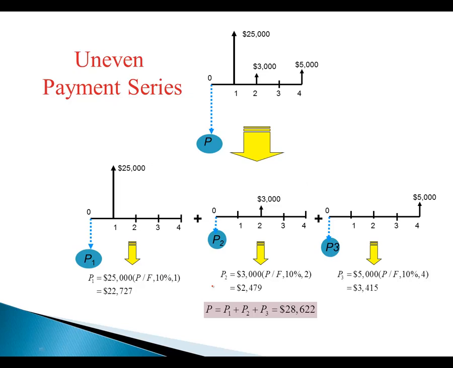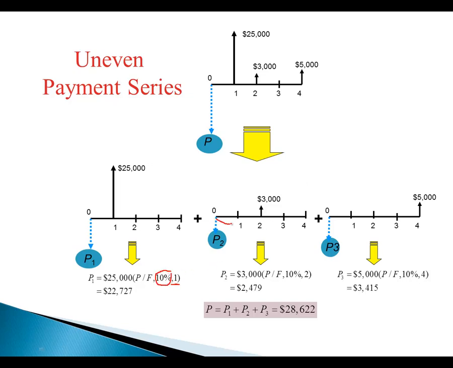Since this is an uneven payment series, what could be done in this case is taking each deposit or each payment separately and bringing the P value to today. So 25,000 brought to today was equal to 22,727 with our calculation. Now remember that we are doing 1 year only, and the interest rate is 10%.